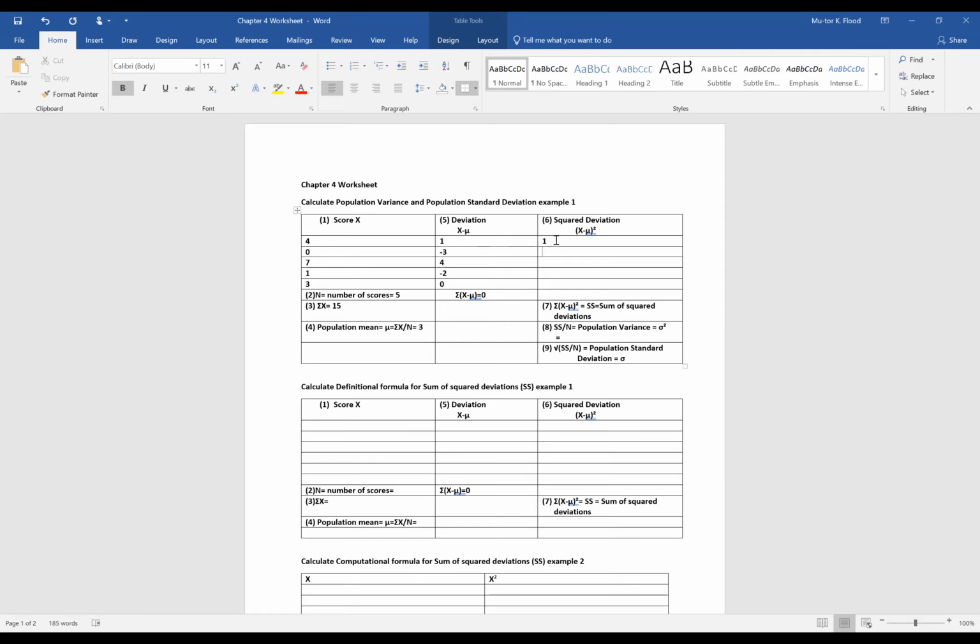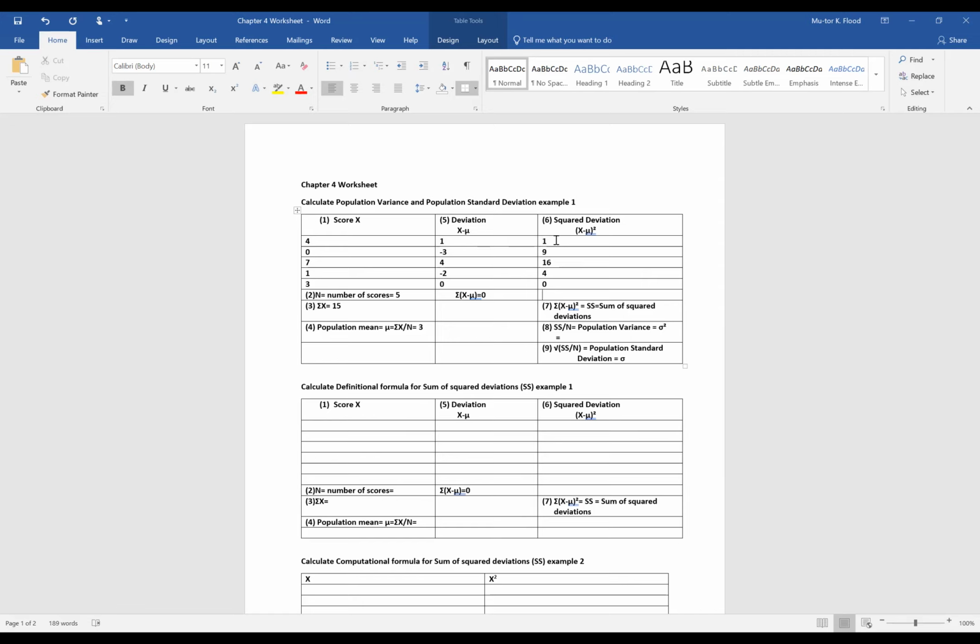-3 squared is 9 because a negative times a negative is a positive. 4 squared gives us 16. -2 squared gives us 4. And 0 squared gives us 0.